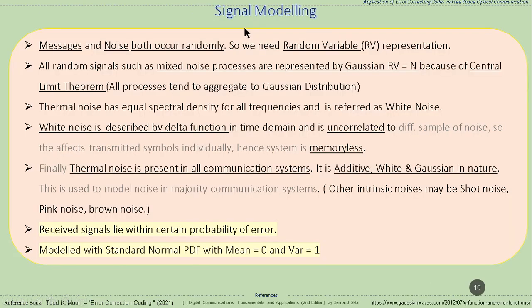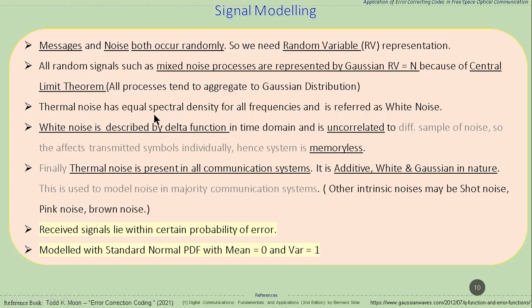Signal modeling can be done using random variables, because messages come from a sample of messages and can turn up randomly, unexpected by the system. So is the noise. We can model it with a Gaussian random variable and a Gaussian PDF, because the central limit theorem says that if many different noise processes occur together, they sum up and tend to be Gaussian.